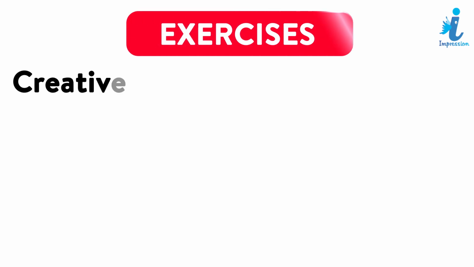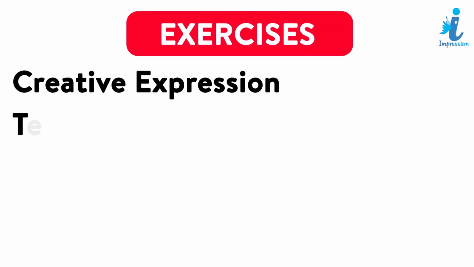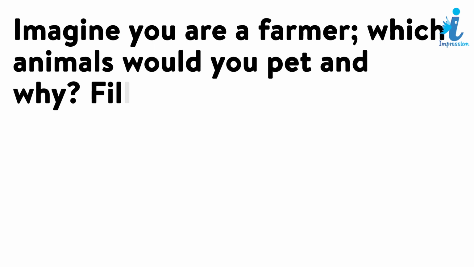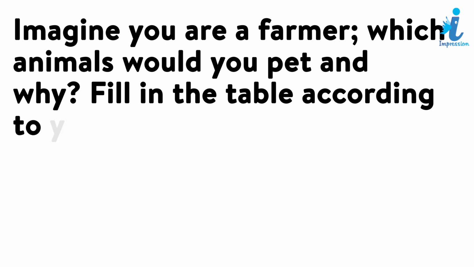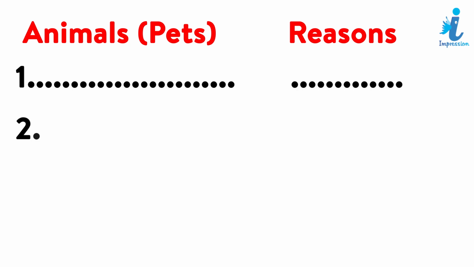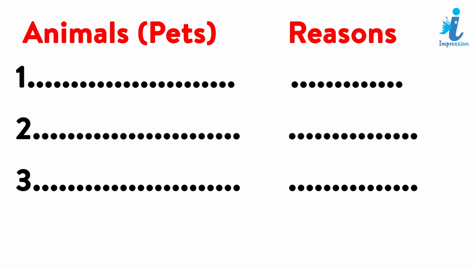Exercises. Creative expression. Tell your story. Imagine you are a farmer. Which animals would you pet and why? Fill in the table according to your choice. Animals. Reasons. 1. Cows. They give us milk. 2. Hens. They give us eggs. 3. Donkeys. They carry loads.